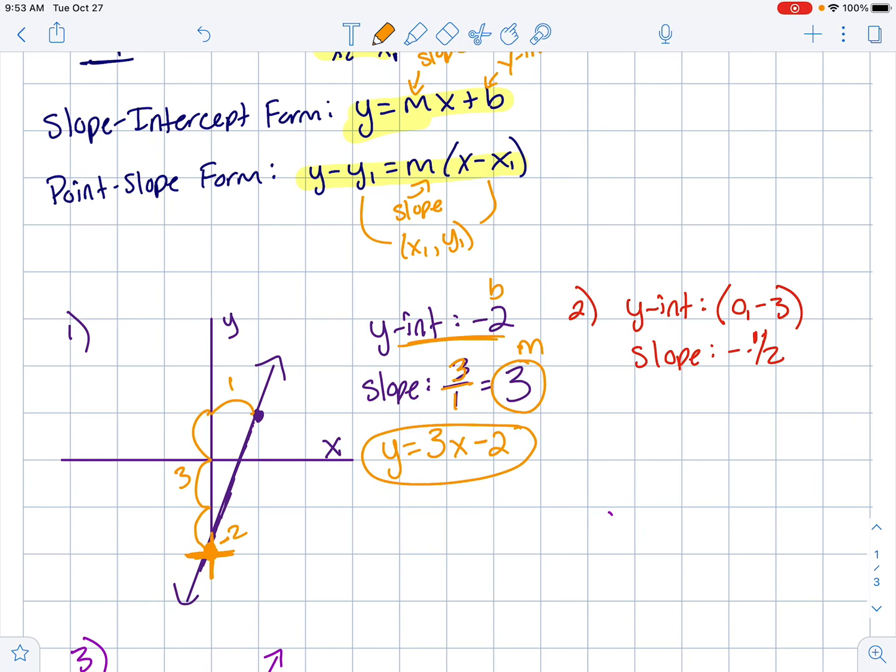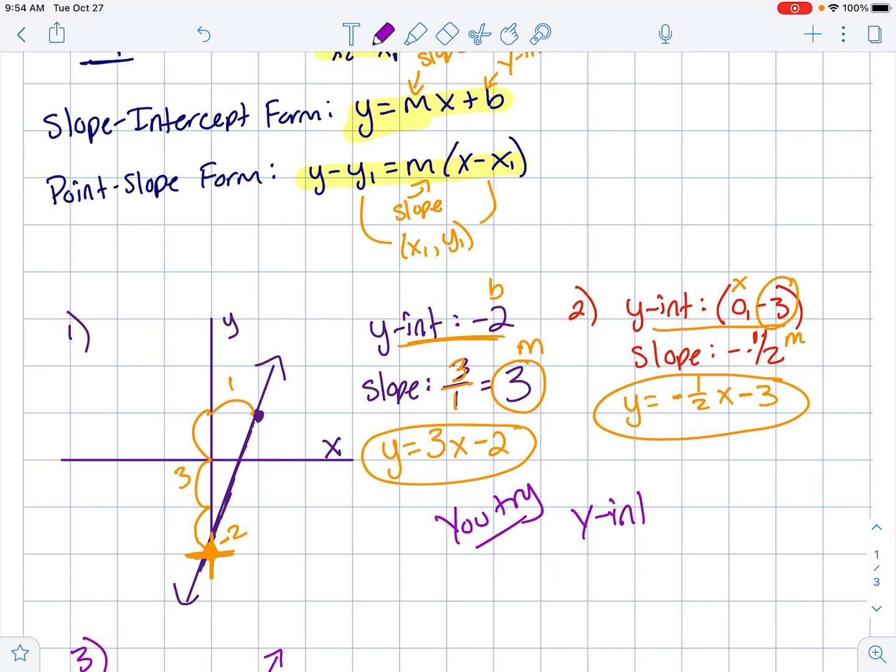You can either be given the y-intercept as a point, like in number 2, or it could just be a number. Remember, for your y-intercept, your x value is always 0, so your y-intercept is whatever the y value is, and then your slope is m. So once we have that, we can plug it in. We have y equals, my slope is -1/2 x, my y-intercept would be -3. There's your equation. Okay, before we move on, I want you guys to try this one. Your y-intercept is going to be -5, and your slope is going to be 7.